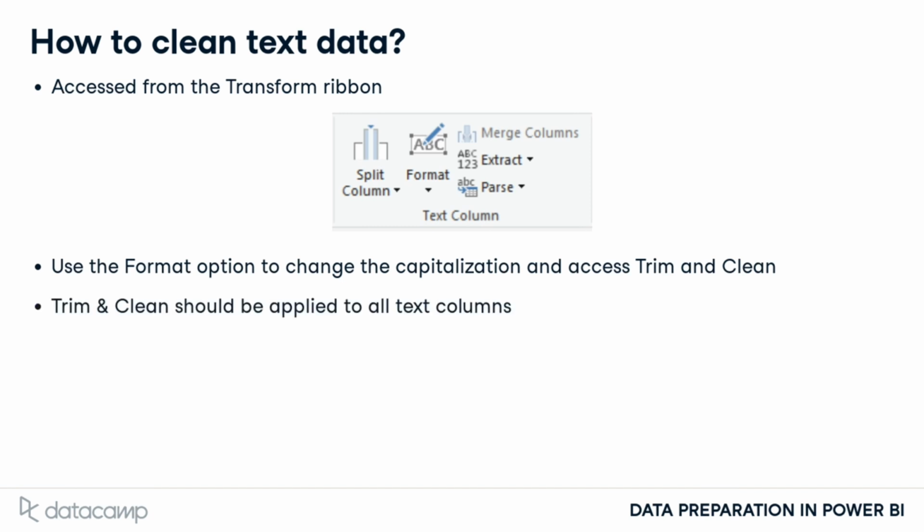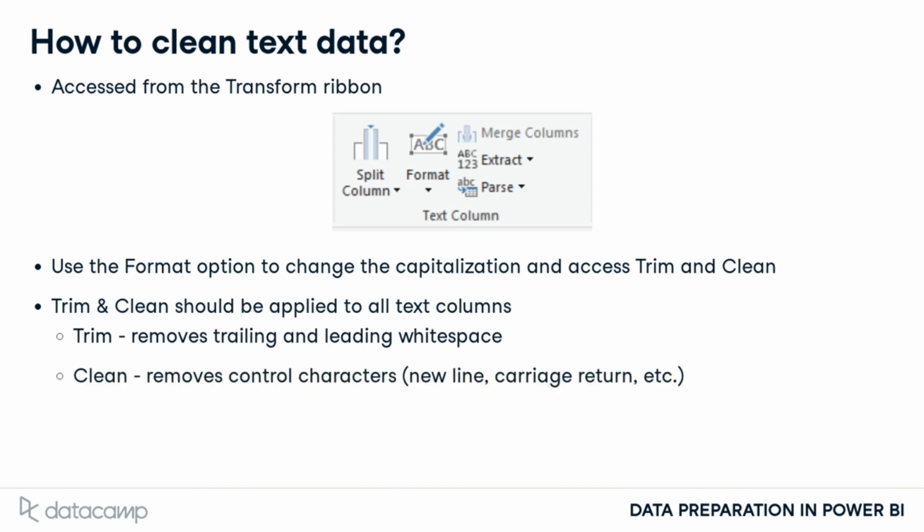These two transformations should generally be applied to every single text column in your dataset, since they can only positively affect your data. Trim will get rid of all trailing and leading whitespace, extra blank space before and after your data. If there is no trailing or leading whitespace, the data is left as is. Clean, on the other hand, will remove all control characters such as new lines or carriage returns from your data. Although this is less common than whitespace, it can still happen and affects how your data appears when it is loaded into Power BI.